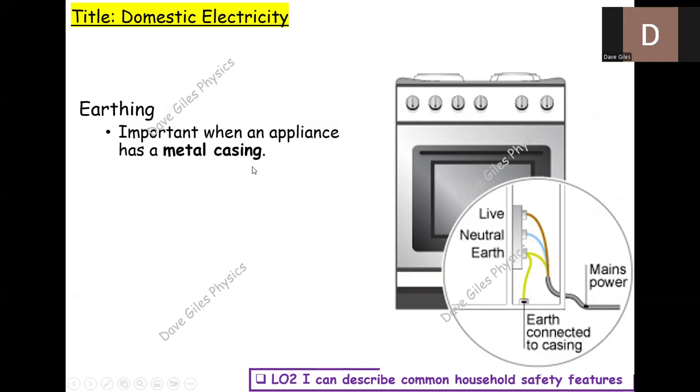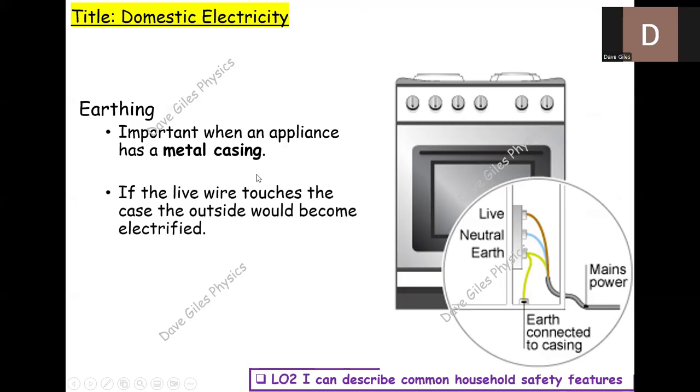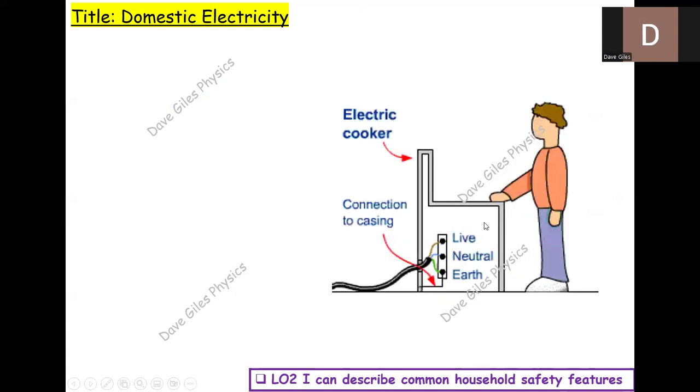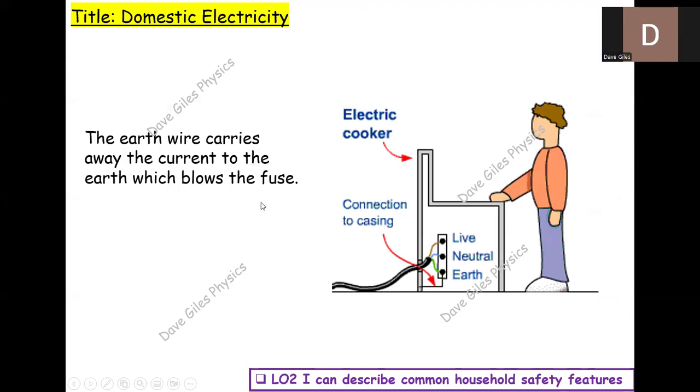So to summarize that, it's important when the appliance has a metal casing to earth it. If the live wire touches the case, the outside will become electrified. The earth wire carries away the current to the earth, which blows the fuse, although it's usually a circuit breaker these days. It keeps people from getting electrocuted.